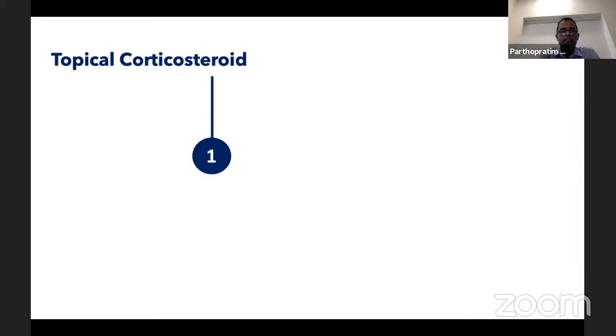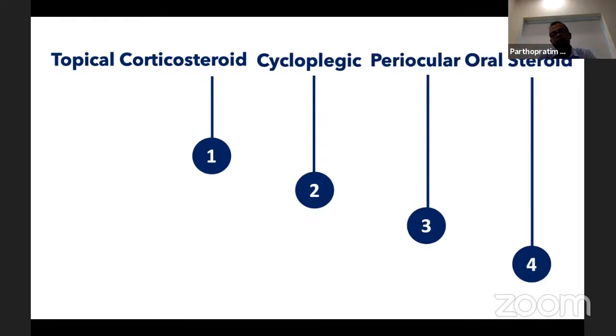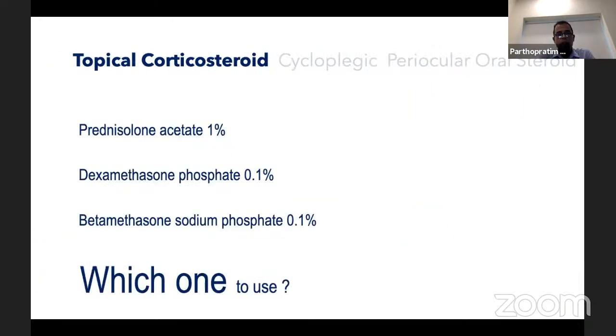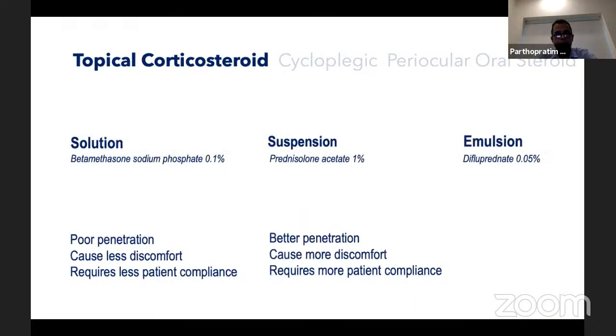The first one we have is topical corticosteroid. The second, to assist them, is cycloplegic. Then we have periocular injection, then oral steroid, and we can also have immunosuppressives and biologics. Now, coming to topical corticosteroids, there are so many preparations in the market, but which one should you use? First important is whether the topical steroid is a suspension or solution, and what moiety of the corticosteroid the preparation contains. For example, betamethasone sodium phosphate is a perfect example of a solution.